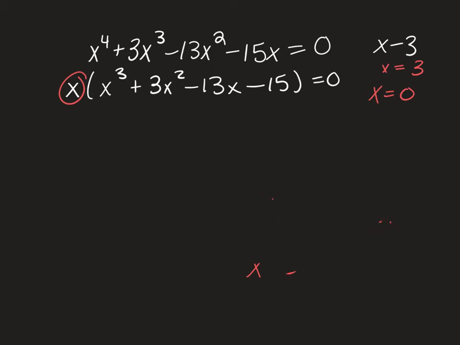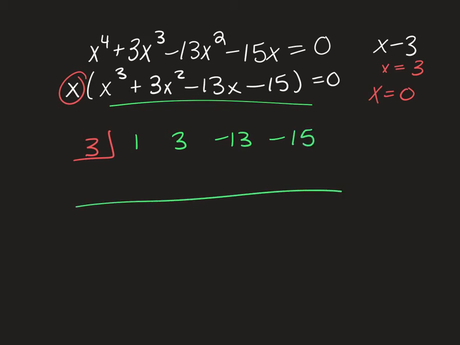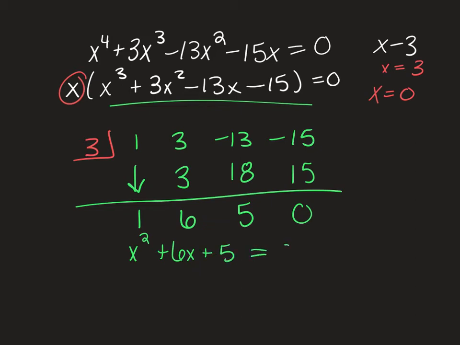Okay, so we're going to get rid of all that. So then we're going to do our synthetic division with our 3 in the box. And then we're going to bring down these coefficients. So we have 1, 3, negative 13, negative 15. So that's a 1. And then times 3, 6, 18, 5, 15, 0. So then we're left with that, which gives us x squared plus 6x plus 5.